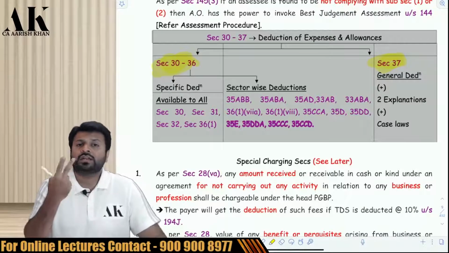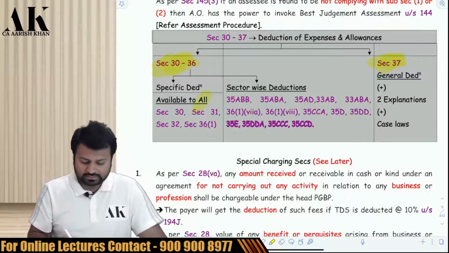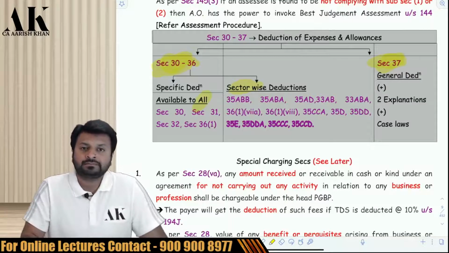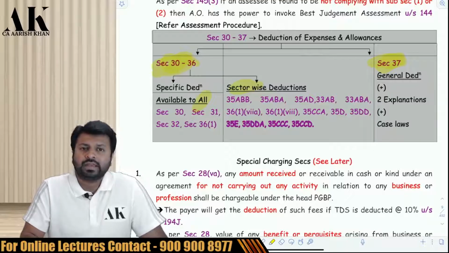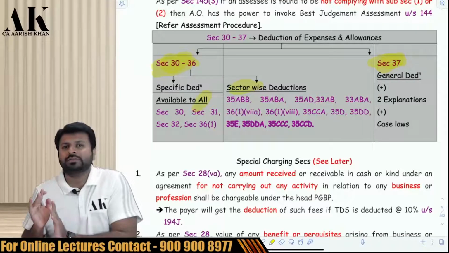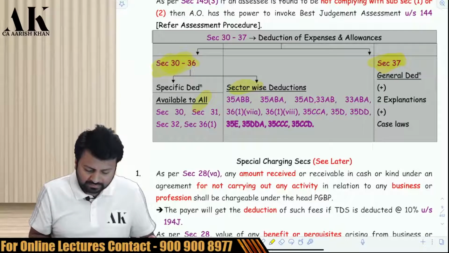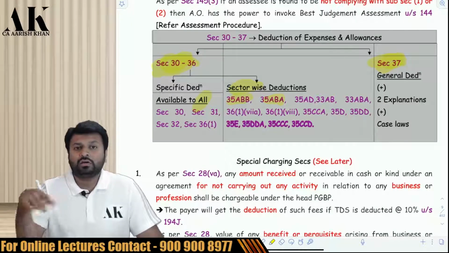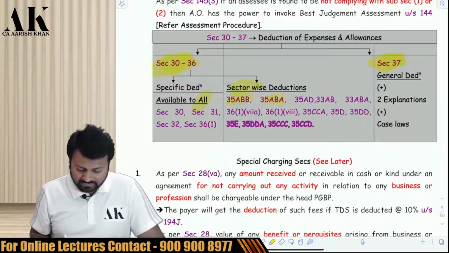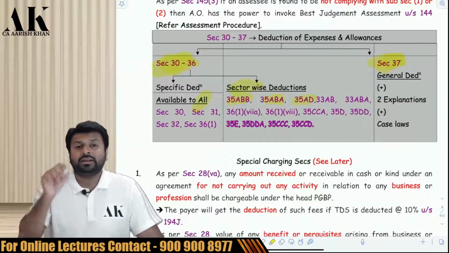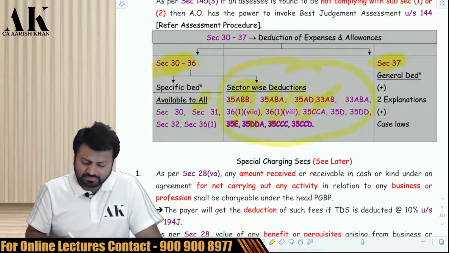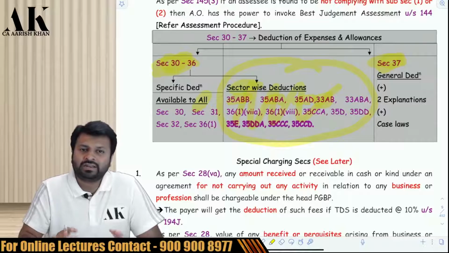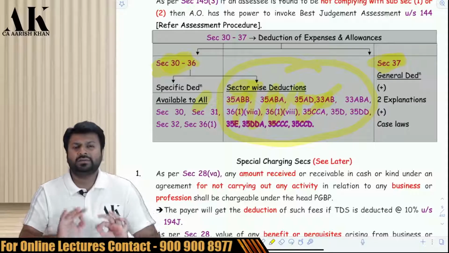Okay. In specific also there are 2 types of deduction. One which is available to all assessees and one which is available to certain sectors. Available to all means all business and professions can claim those deductions. And sector wise means only specific sector. If you are a telecom sector, then only you will get deduction of 35ABB and 35ABA. If you are hospital sector, then only you will get deduction of 35AD. If you are tea, coffee, rubber sector, then only you will get deduction of 33AB. So these are sector wise deductions. And this was one of the major problems for you all in IPCC, and even in CA Final, if you have not learned properly. If you have learned properly, then this is not a big thing. Okay. So we will talk about all of them one by one.